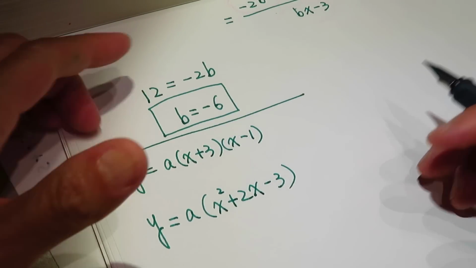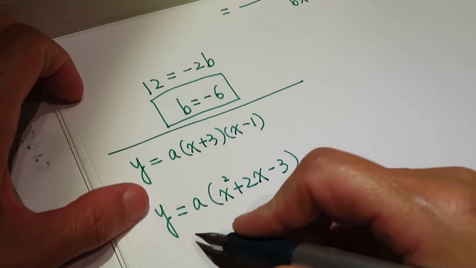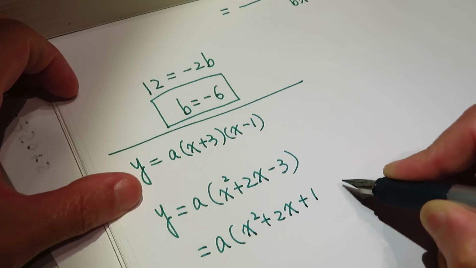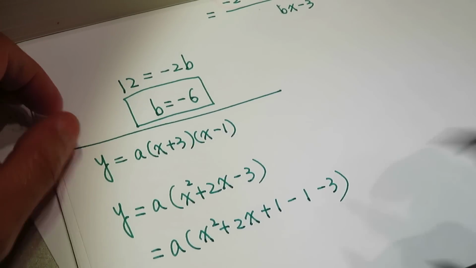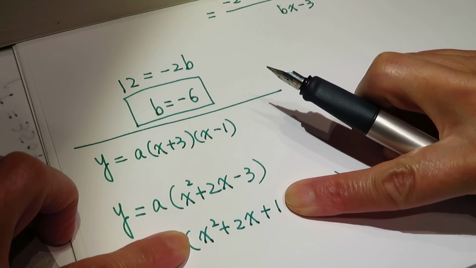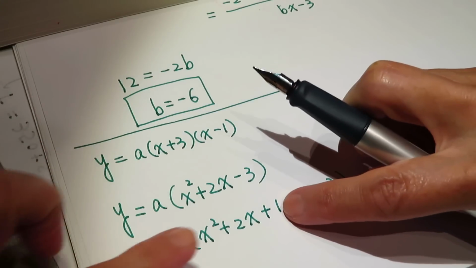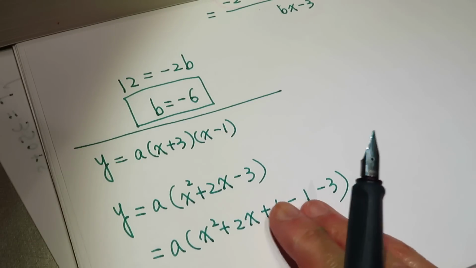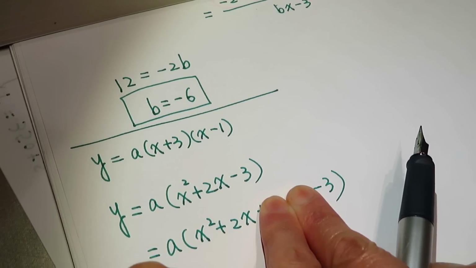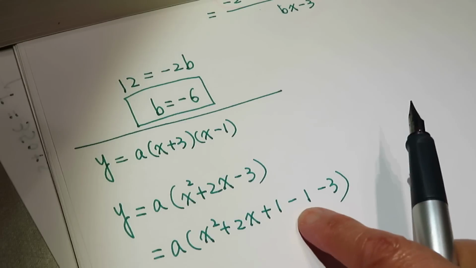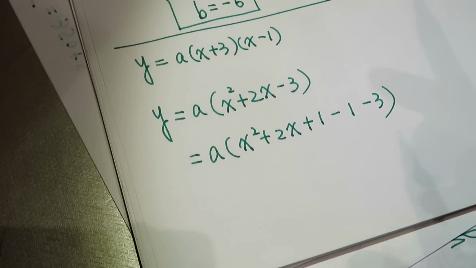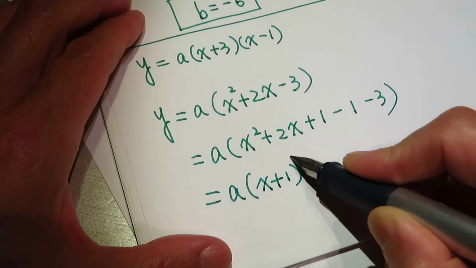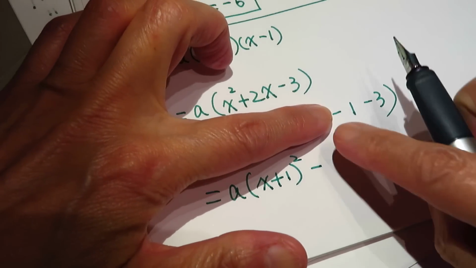I just did the polynomial multiplication: a times x squared plus 2x plus 1 minus 1 minus 3. Why do I do this? Because this part is x plus 1 squared, and since I add 1, I need to subtract 1. I have one positive 1 and one negative 1, so I did not change anything. If I cover this up, I did not change anything. So a times x plus 1 squared minus 4a.